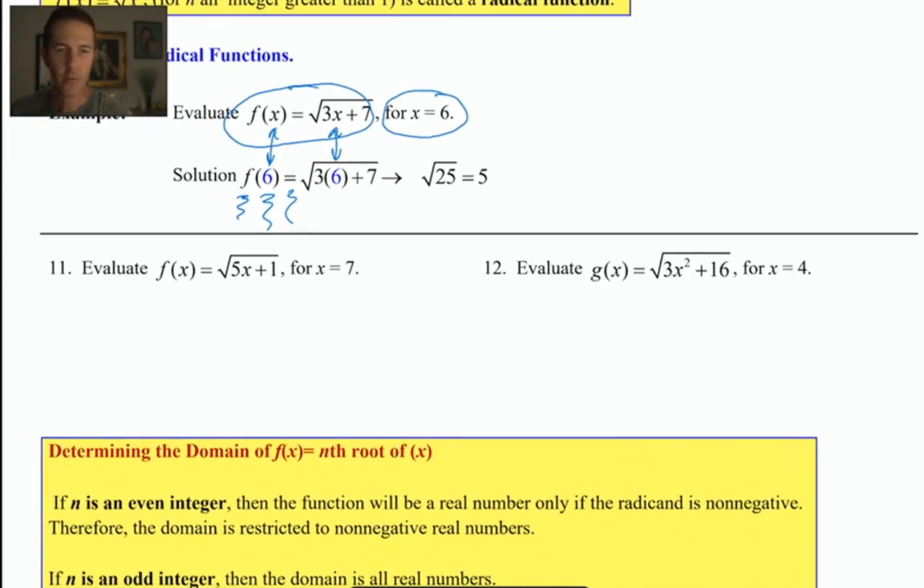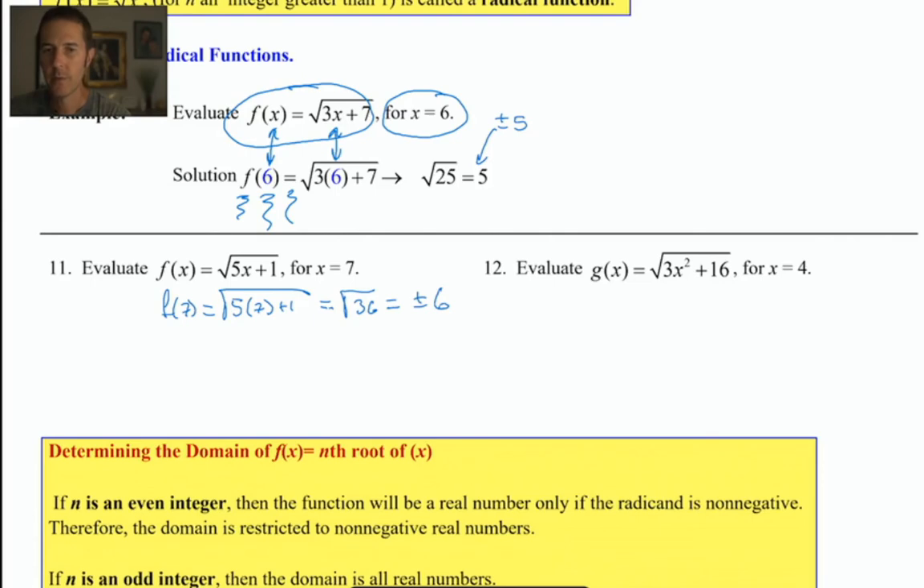Number 11 asks us to evaluate f of x for x equals 7. Let's plug in our 7. F of 7 equals the square root of 5 times 7 plus 1. 5 times 7 is 35. 35 plus 1 is 36, so we're taking the square root of 36, and we can say that our answer is plus or minus 6. If you want to, you can come into here and put the plus or minus in front of the 5 also. I think that's the most thorough answer.